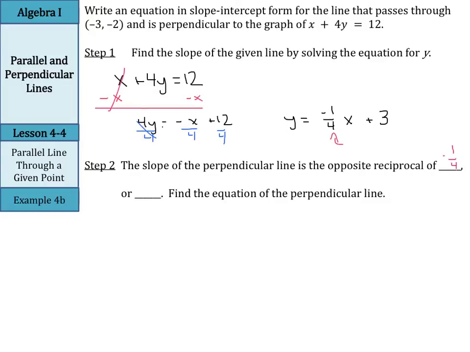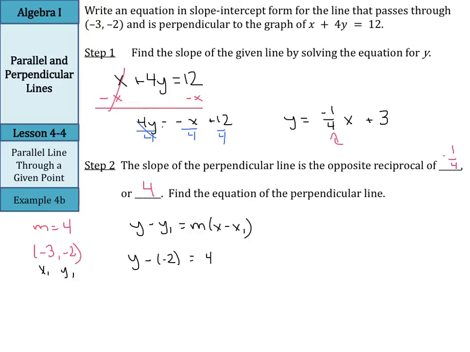So we're going to be looking for the opposite reciprocal of negative 1/4. The reciprocal is 4, and then the opposite of negative is positive, so 4. If our slope is going to be a positive 4, and the point we're using is (-3, -2), we can start our equation in point-slope form. y minus y1 equals m times x minus x1. So y minus negative 2 equals 4 times x minus negative 3. Simplify that before we distribute: y plus 2 equals 4 times x plus 3.